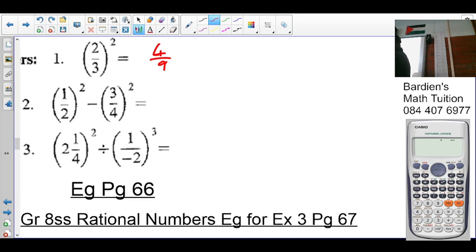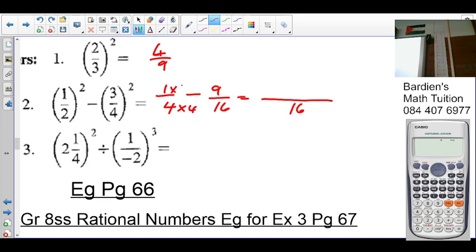Let's look at number 2. What can happen here? So it's going to give you 1 over 4. 1 squared is 1 times 1, which is 1, over 2 times 2, which is 4. Minus 3 squared is 9 over 16. People, what's your LCM here? 16. So I was multiplied by 4. So 1 times 9 is 9. Which number is bigger, 4 or 9? 9. So the ultimate answer is going to be?